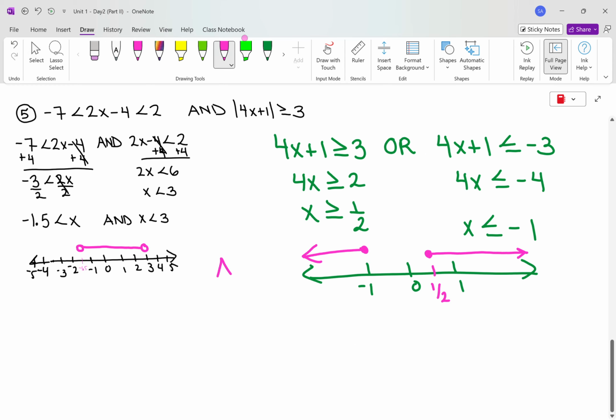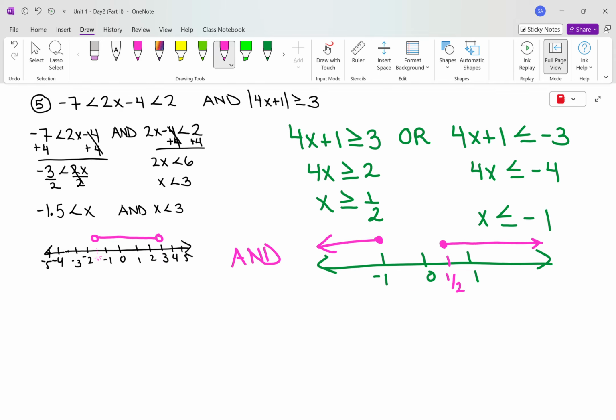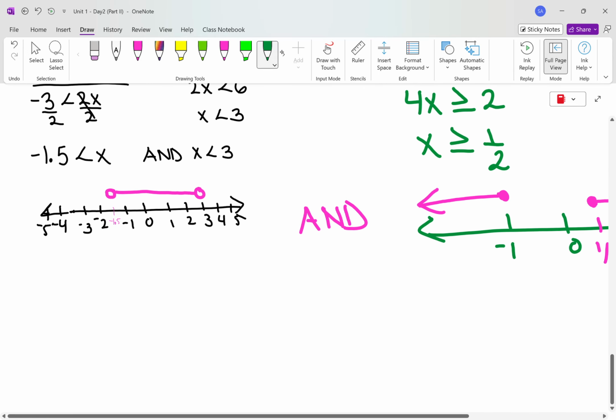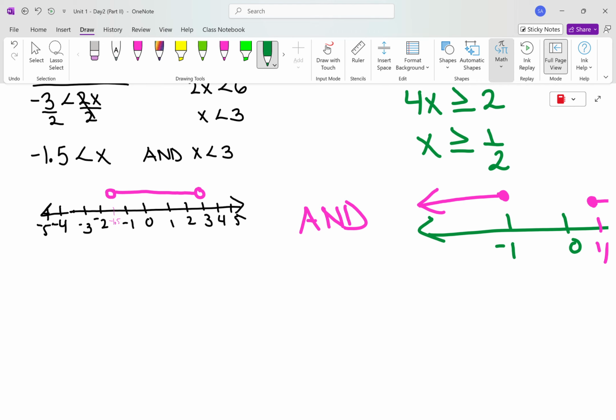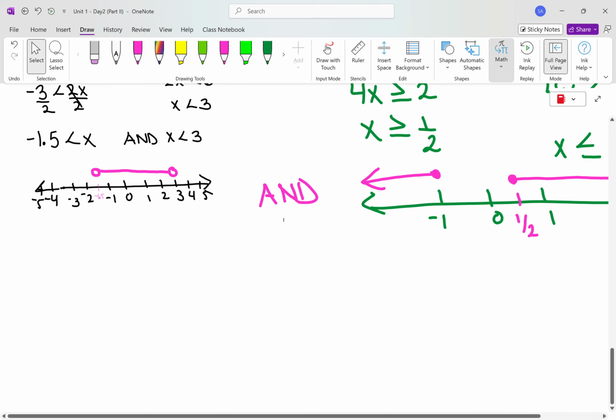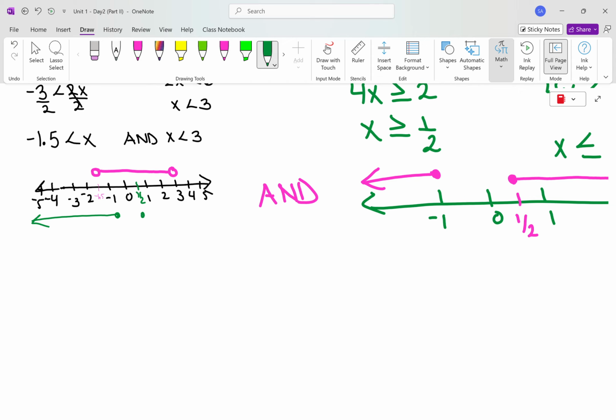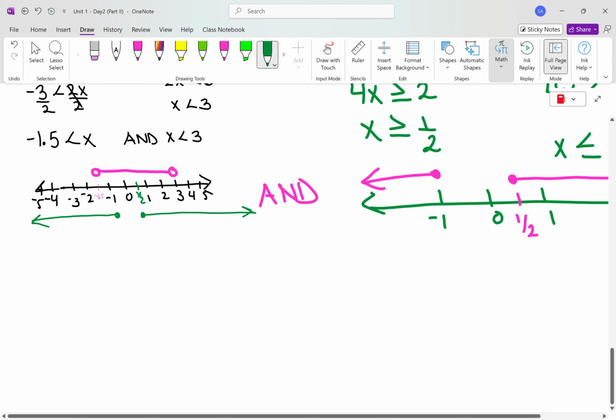So far, we're good. But now, what do I have? I have to connect these two. So not only does it have to be in my first solution, it also has to be in the second solution. So what I'm going to do is put the two graphs together, probably right underneath the first graph. So we have a closed circle at negative 1, go to the left. And then we have a half, which is right here. Closed circle on a half, go to the right.